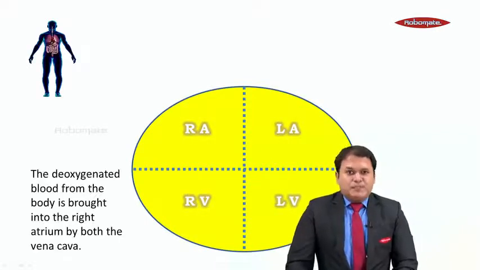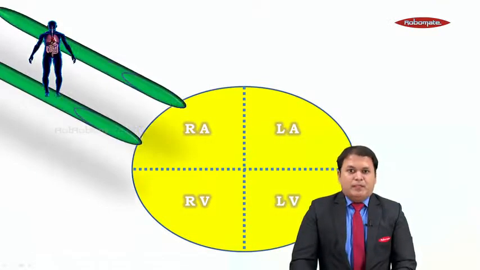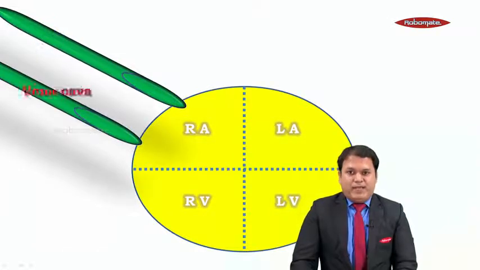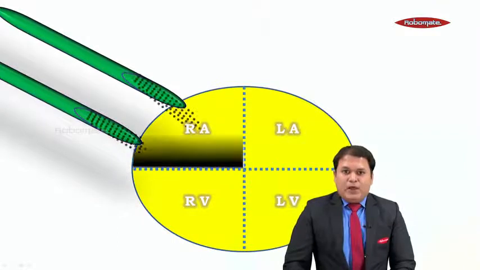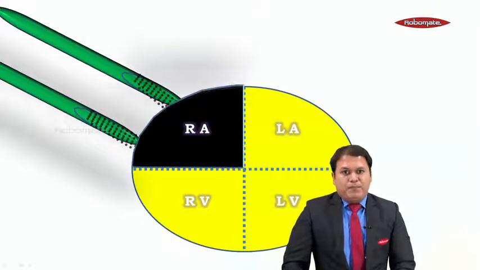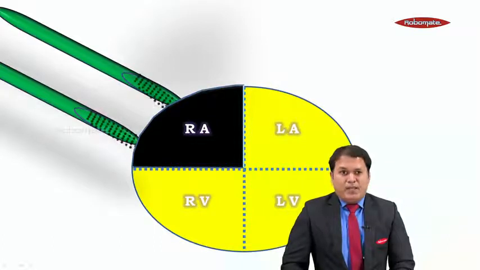Now, first point, the deoxygenated blood from the body is brought into the right atrium by both the vena cava. So here we have the superior and the inferior vena cava, and both the vena cava, they bring the deoxygenated blood, that is impure blood, into the right atrium. We have denoted impure blood in black color.